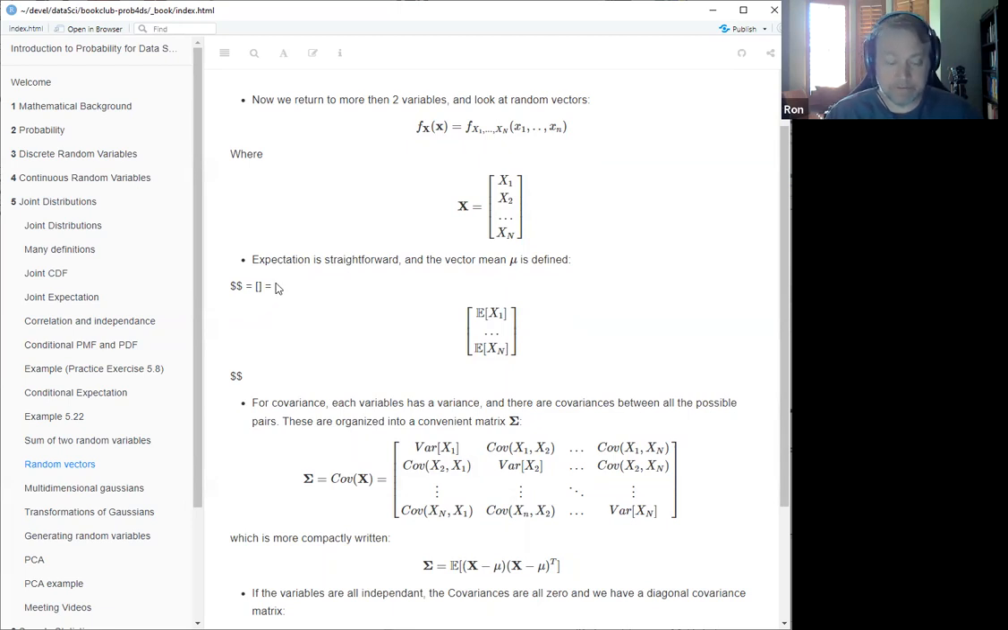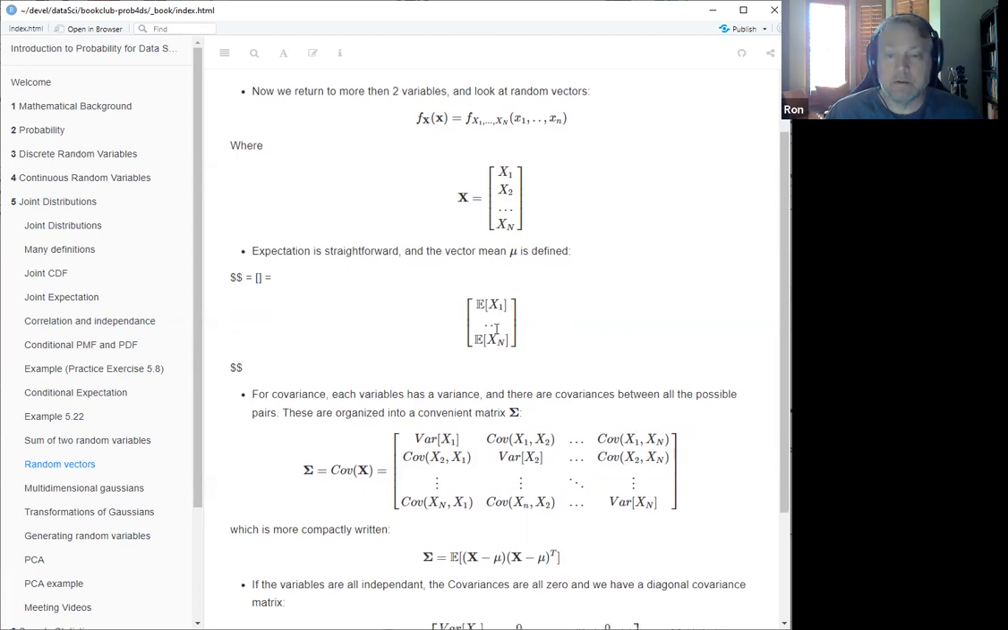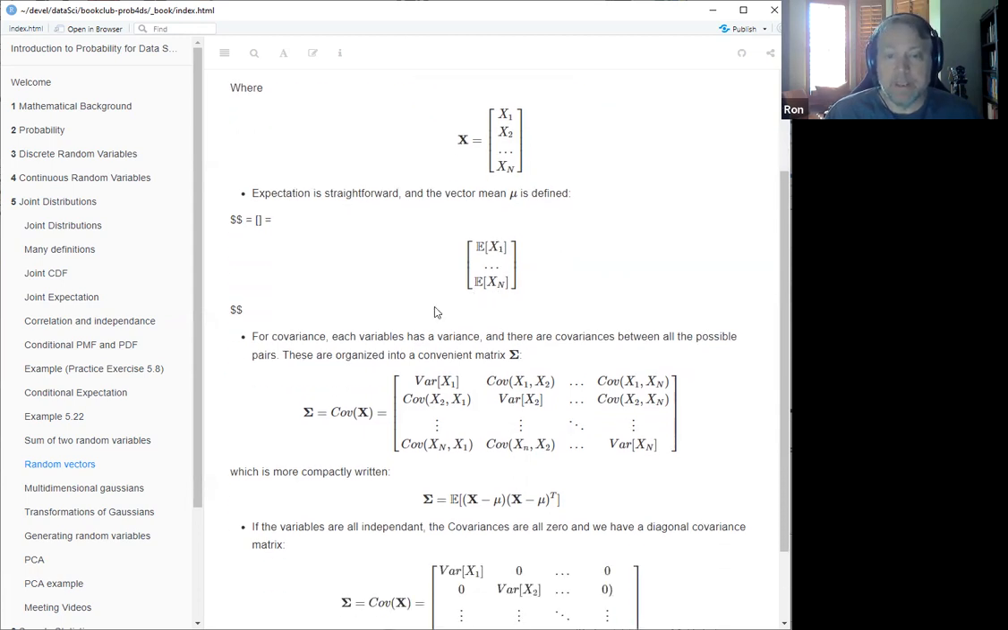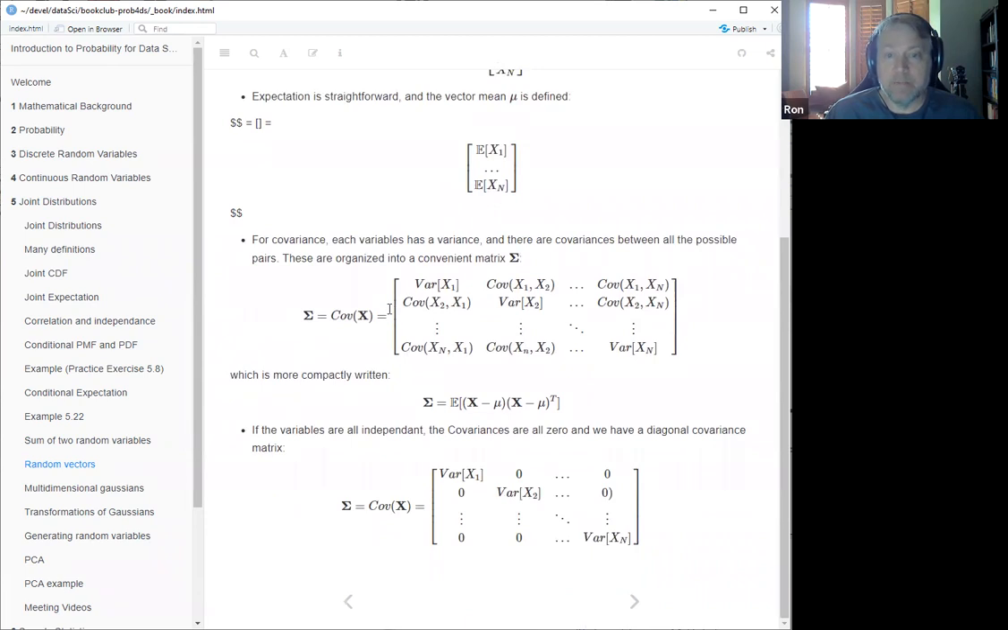Something went wrong there. I'm going to fix that. But it's supposed to say that mu is defined in the most straightforward way, as the expectation value of each of these components. And then the covariance: each of the variables has a variance, and there are covariances between all the possible pairs. These are organized into this convenient matrix called the covariance matrix, which expresses on the diagonal the variance of the individual variables, and on the off diagonals the covariance between the relevant pairs, organized as a matrix like that.